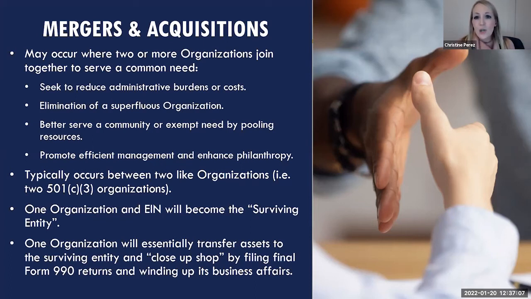So when we do look at a merger or acquisition, typically one entity is going to survive. So one organization and its EIN will continue as the surviving entity. The entity that is merged in, typically, not always, but typically, is the entity that almost closes up shop. So it files the final 990 return and transfers its assets. That's the elusive Schedule N that sometimes we see when this occurs. And then eventually we end up with typically one Form 990 that's being filed that encompasses the merged or acquired entities.